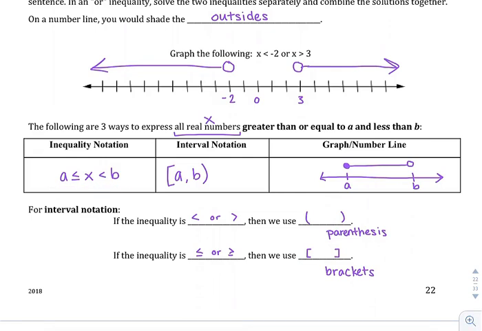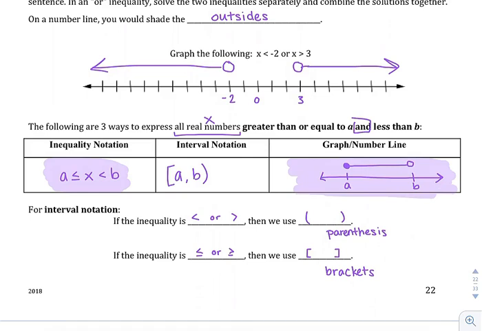Because it's an "and," we know it's going to be in the middle of them. This part is the part you already know how to do. The inequality is what we've been doing. And you know how to do the number line. So x is greater than or equal to a would be a closed dot, and less than b would be an open dot. So you know how to do the number line also. The only thing that's really new is this interval notation.